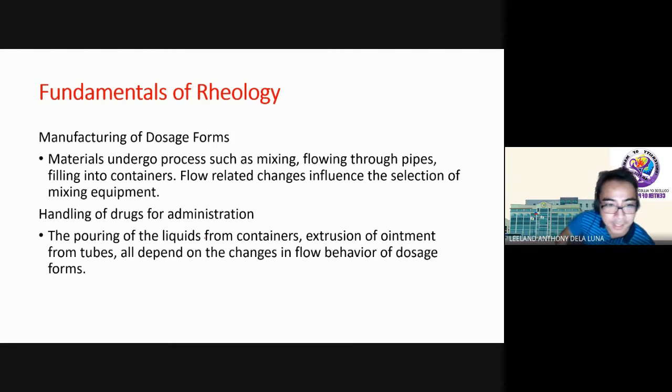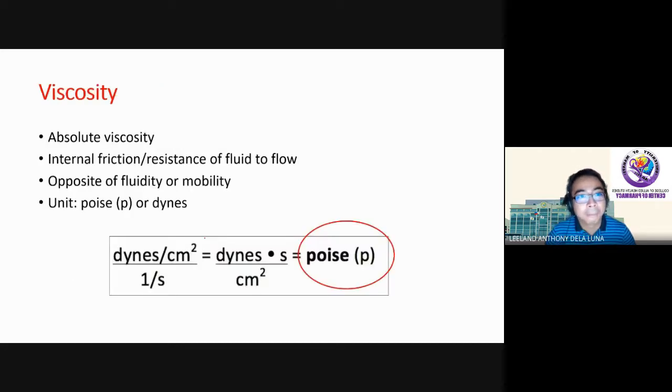So handling of drugs for administration, such as the pouring of the liquid from containers, extrusion of ointment from the tubes, collapsible tubes, all depend on the changes in flow behavior of dosage forms. At the same time, class, for example, if you need to shake it first so that it thins out and flows properly, then that is added to our label.